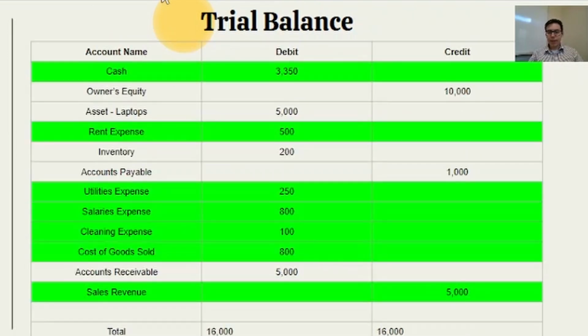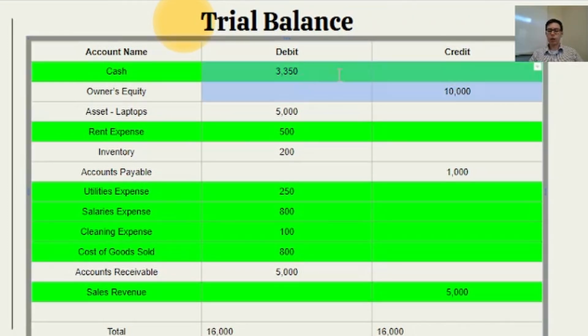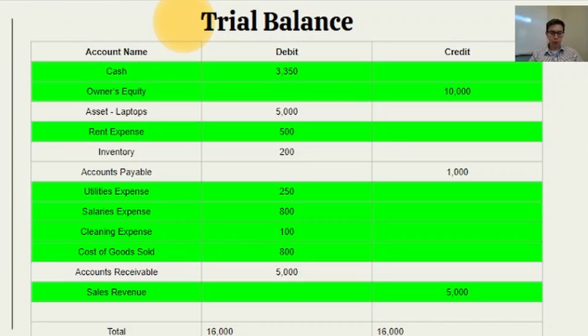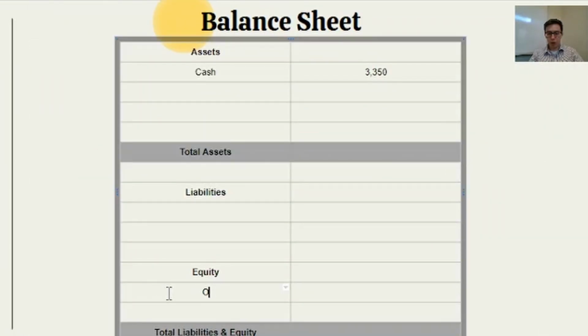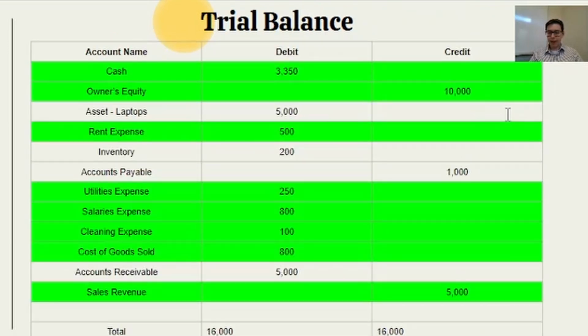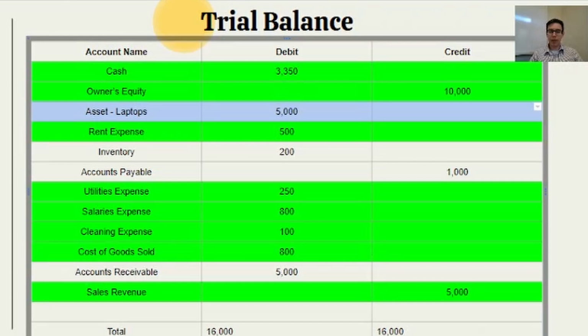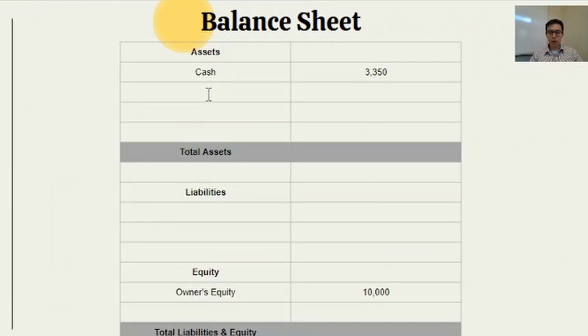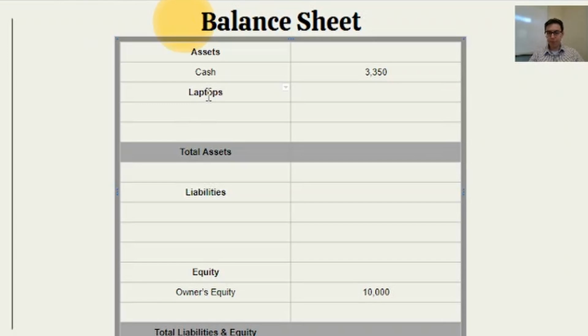Great. Next, owner's equity. We said earlier again that this is an equity account and it has its own spot on the balance sheet. So this balance of $10,000 is going to go in equity. We'll just call it owner's equity. Next account is asset, laptops. Obviously by the title, we've talked about it already, but that one is an asset account. We'll put laptops for $5,000.